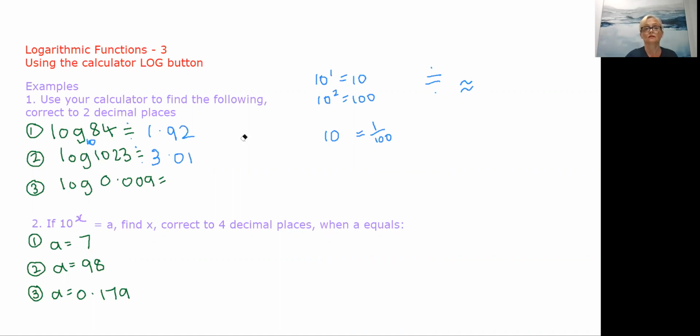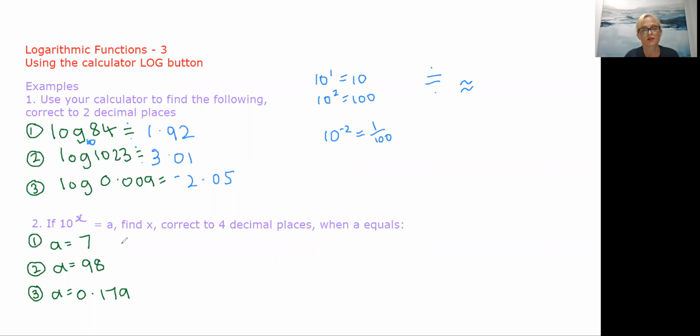And then we can actually use our calculator. And so we should be getting an answer roughly around that. Let's have a go. So log of 0.009 is -2.05 if you round off to 2 decimal places. As I said, always a good idea to have at least some idea of what sort of answer you're expecting.